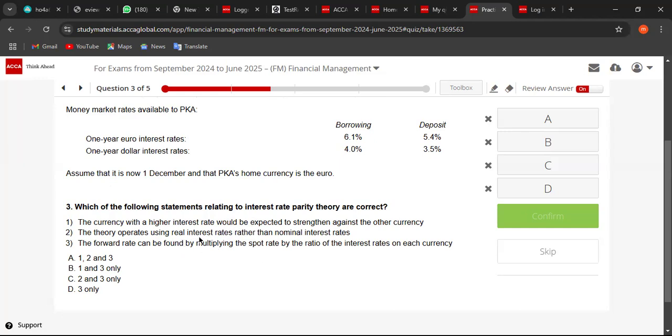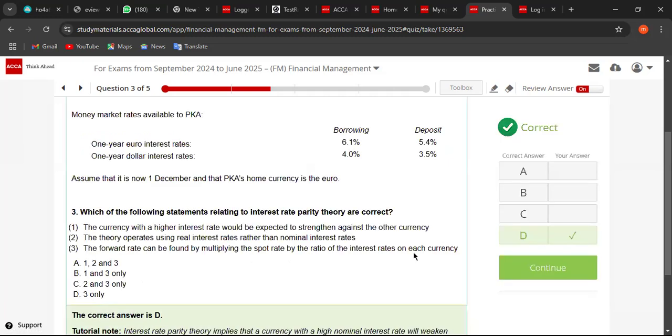Now, this theory operates using real interest rates rather than nominal interest rates. No. In this theory, we use the nominal interest rates, the interest rates which incorporate the inflation. Now, the forward rate can be found by multiplying the spot rate by the ratio of interest on each currency. Yes, that statement is correct.